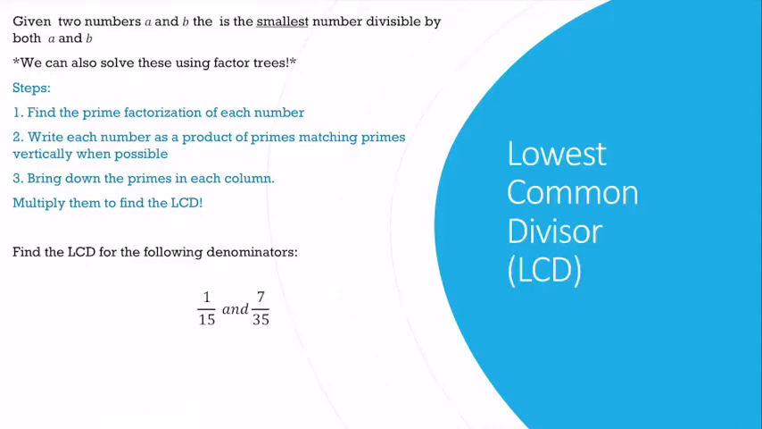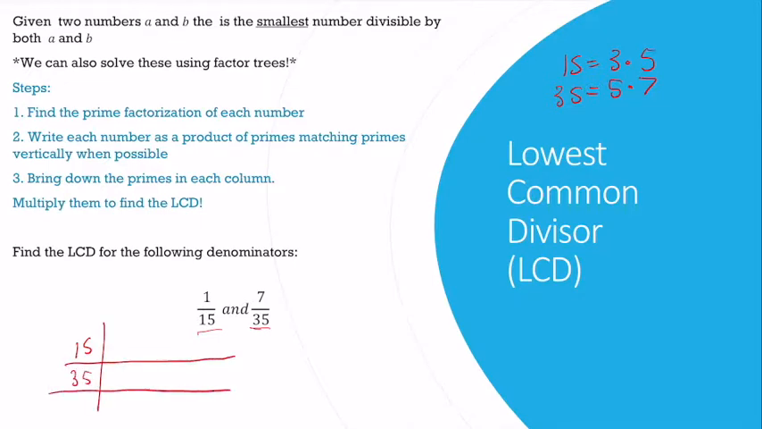So let's do another example where I find the least common divisor. The first thing I need to do is factor both of my denominators. So I'm going to have 15, that factors into 3 times 5. And I'm going to have 35, that factors into 5 times 7. So I'm going to go ahead and make my little table where I line up my primes.